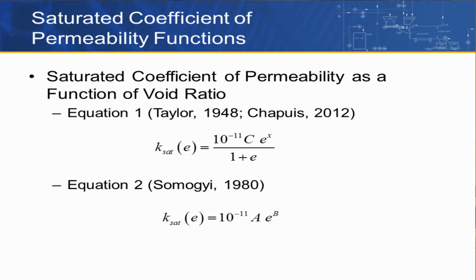To describe the relationship between the saturated permeability and the void ratio, there are two equations we can use. One is proposed by Taylor in 1948, and the other is proposed by Somogyi.